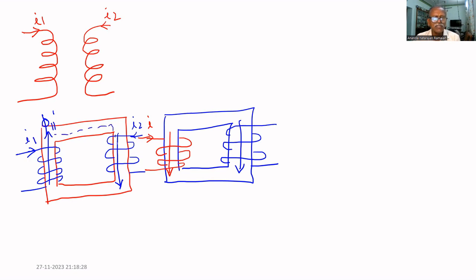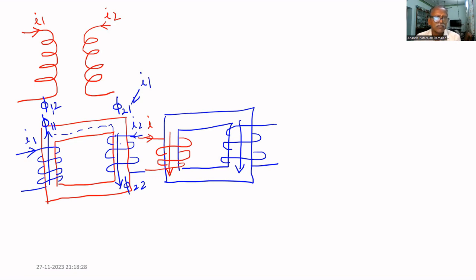Part of the flux links with the second coil. The flux produced by current I2 is phi2. Part of that flux is linked with the first coil. The amount of flux produced by I1 that links with the second coil is phi12. In the same way, flux produced by the second coil linked with the first coil is phi21.